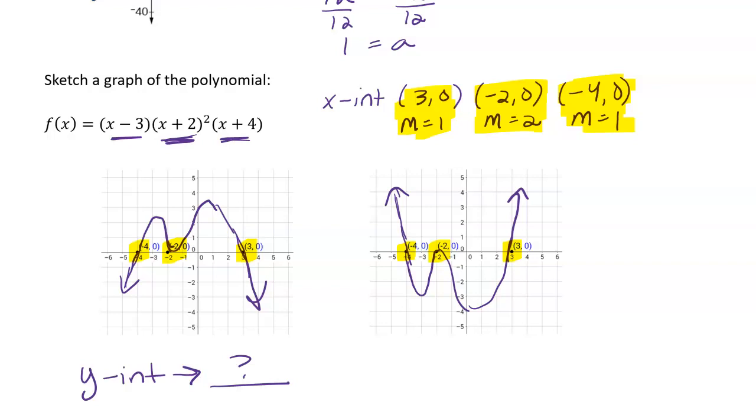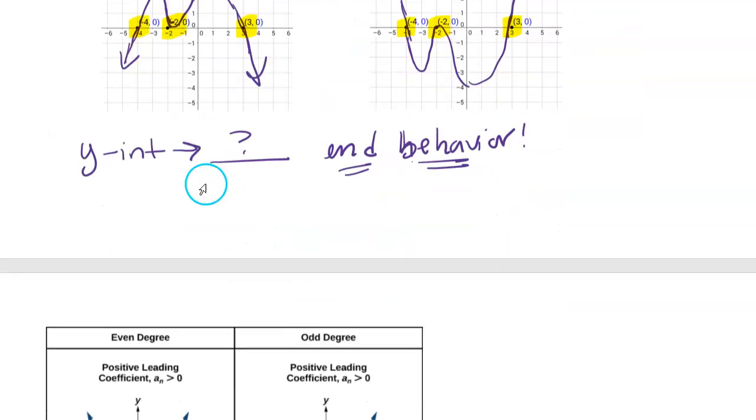A lot of times it does, but sometimes it only helps you for that little part of the graph, and there's still some uncertainty with the other part. So really what you're going to always want to rely on is your end behavior. Okay, so let's go to this chart.